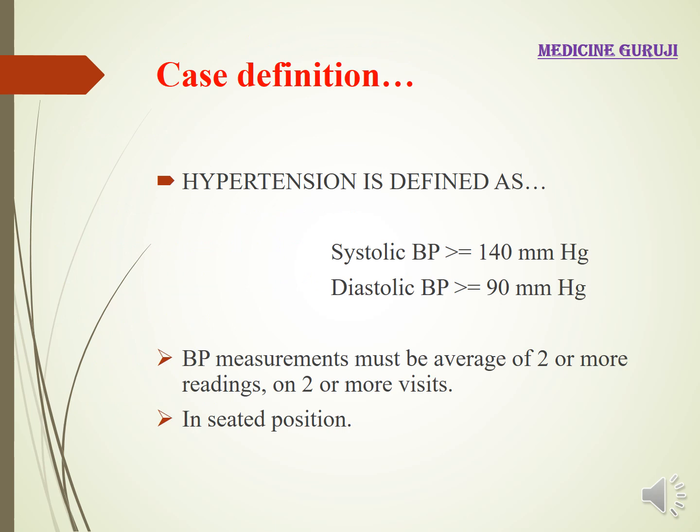How to define a case of hypertension. Hypertension is defined as any person having systolic BP greater than or equal to 140 millimeters of mercury and diastolic BP greater than or equal to 90 millimeters of mercury. But we should always remember, BP measurement must be an average of 2 or more readings on 2 or more visits, and it should be taken in a comfortable seated position. We cannot take any decision based on a single reading.